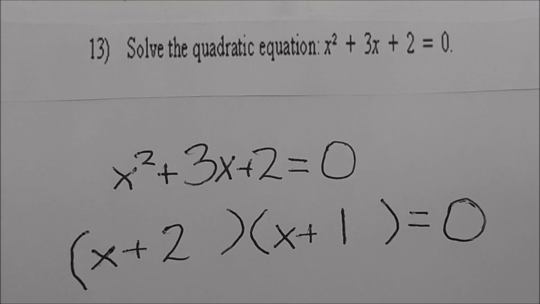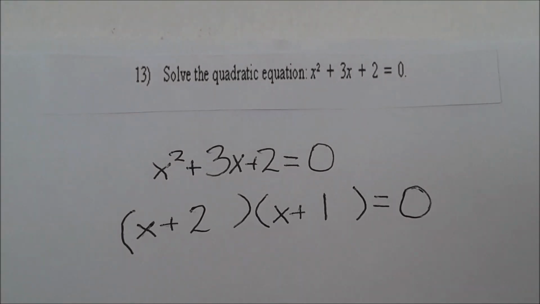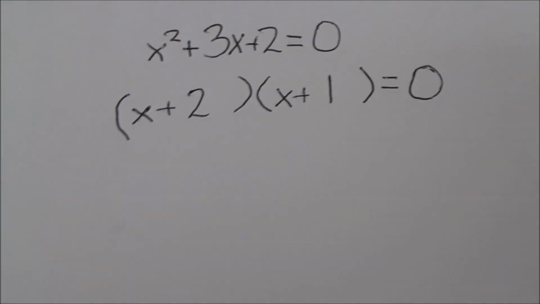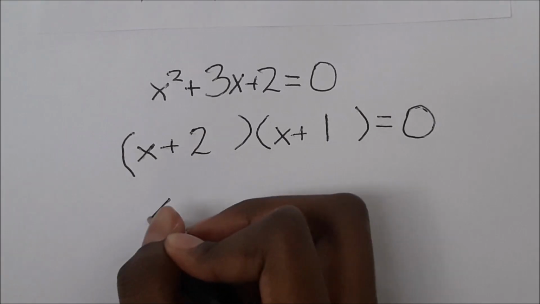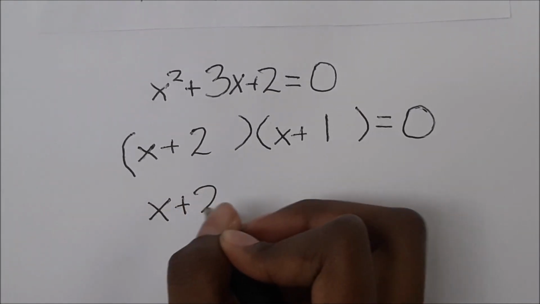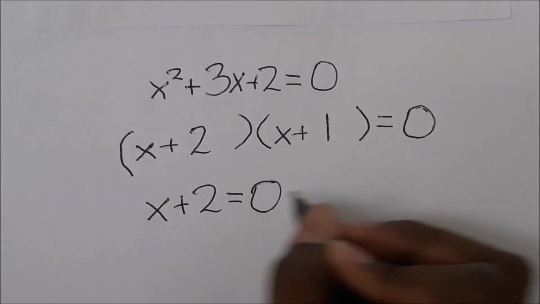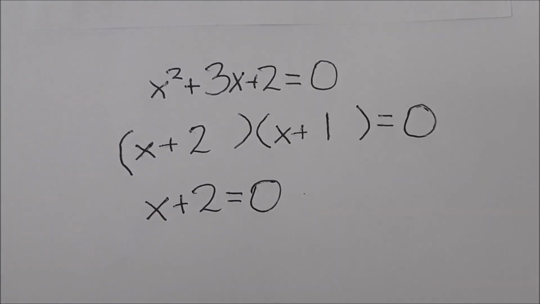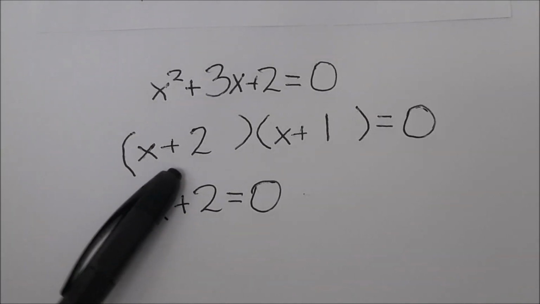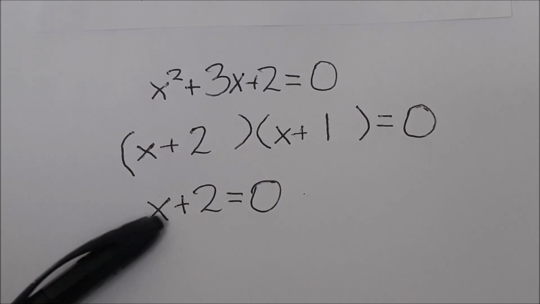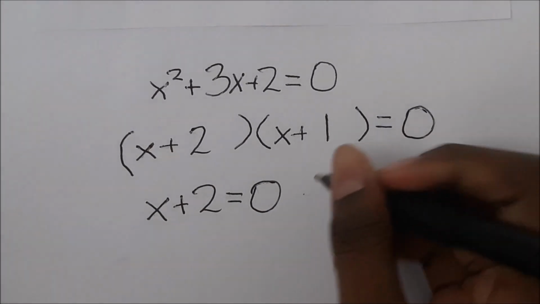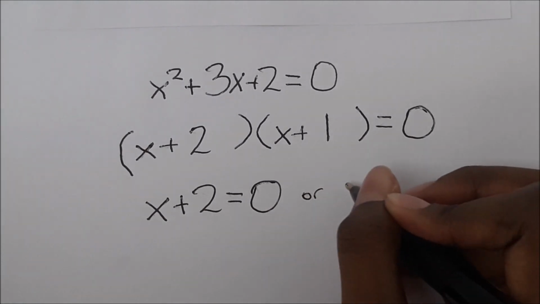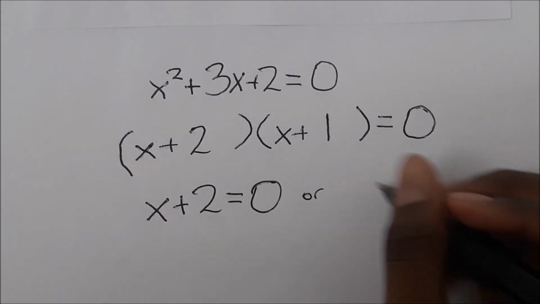Now, you have to continue because it says you have to solve it. So now you put each factor equal to 0. So under that, x plus 2 is equal to 0. Show them where the x plus 2 came from. Point to the first bracket. That's the x plus 2 is equal to 0. And where's the 0? At the back. And then you put or. What do you write next? X plus 1 equals 0. Write it.